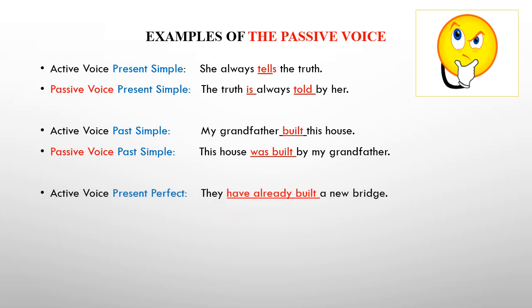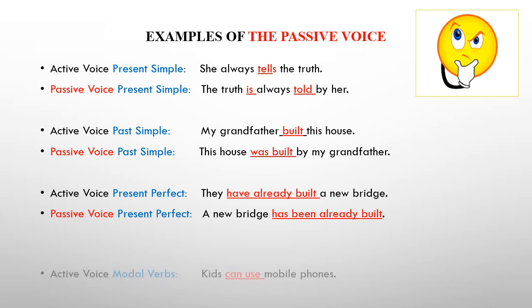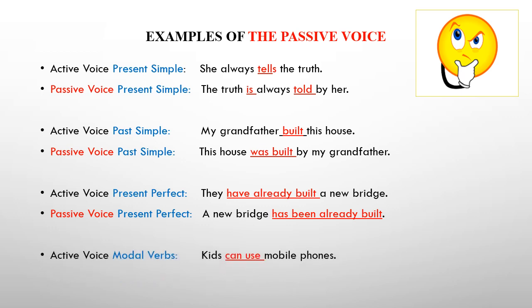The third sentence is in the present perfect simple, active voice. They have already built a new bridge. Passive voice of this sentence, in the present perfect: a new bridge has been already built. And finally, we have an example with the modal verb can. Kids can use mobile phones. The passive voice of the sentence: mobile phones can be used by kids.